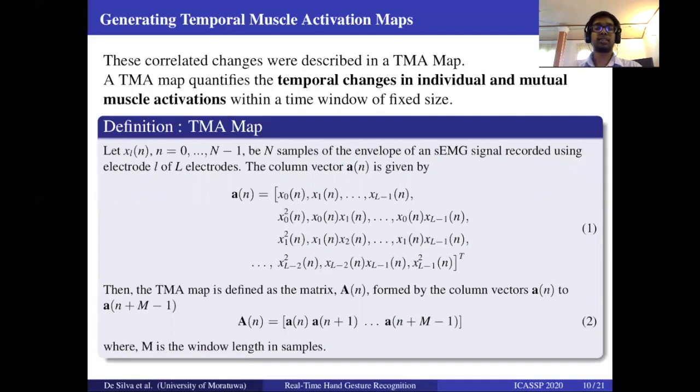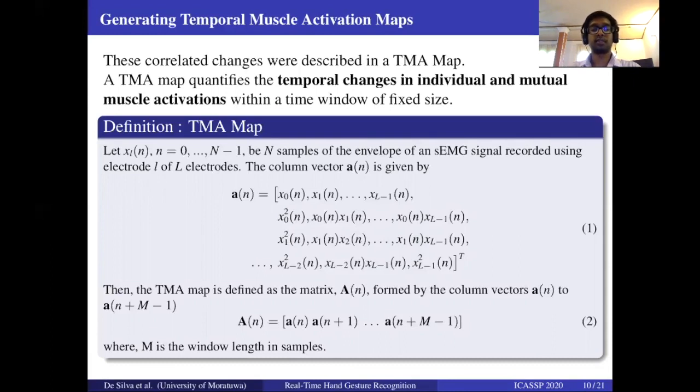So these coordinated changes were described in temporal muscle activation maps, which is the key contribution in our paper. We sought a method to describe or represent these coordinated changes in a mathematical manner, and we came up with this novel idea of TMA maps. They are able to quantify the temporal changes in individual and mutual muscle activations within a given time window.